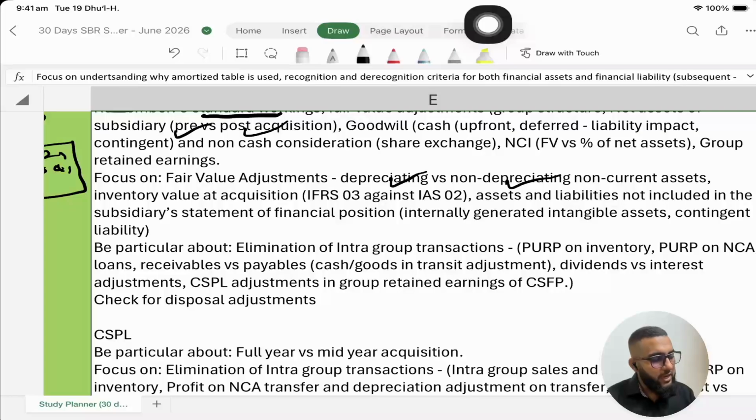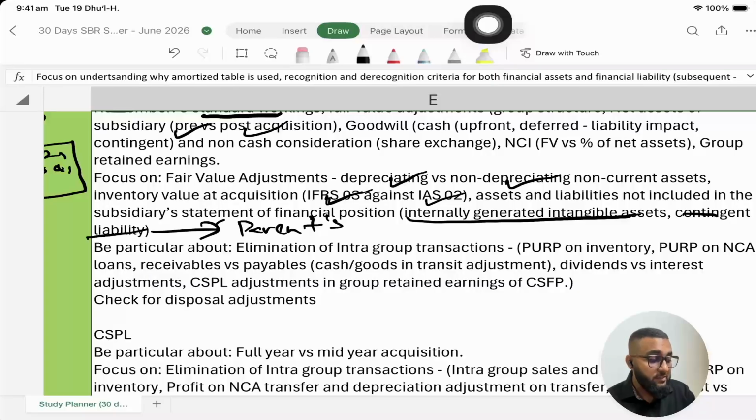Okay, right. Then you also will have to be thorough about the inventory value at acquisition, right? The IFRS 3 based inventory value versus IAS 2 based inventory value, right? Where IAS 2 requires you to record it at the lower of cost and NRV, but IFRS 3 requires you to record it in a different mechanism. What is that mechanism, right? Assets and liabilities not included in the subsidiary's statement of financial position, such as internally generated intangible assets and contingent liabilities, will be required to be recognized in the parent's books, as we already discussed. How are we going to treat those?